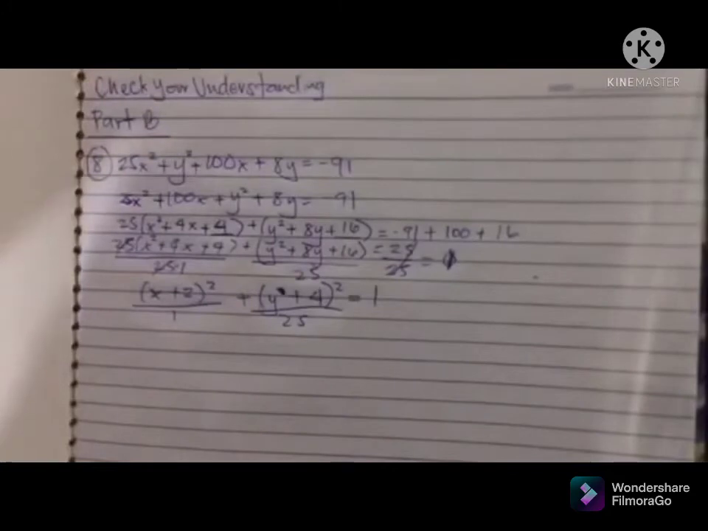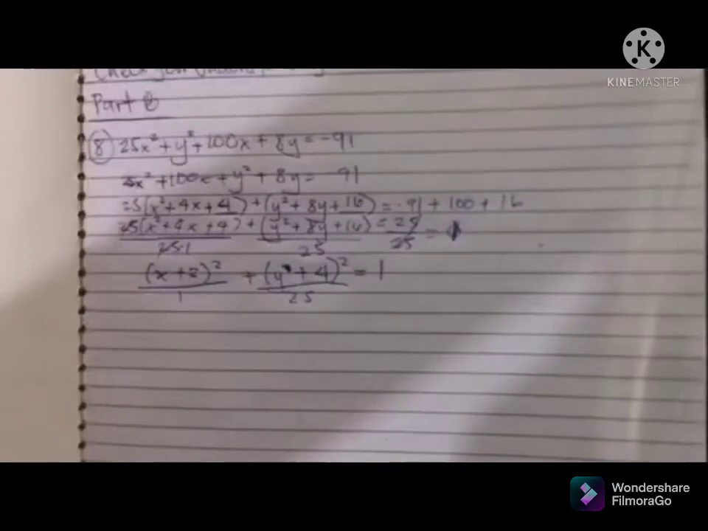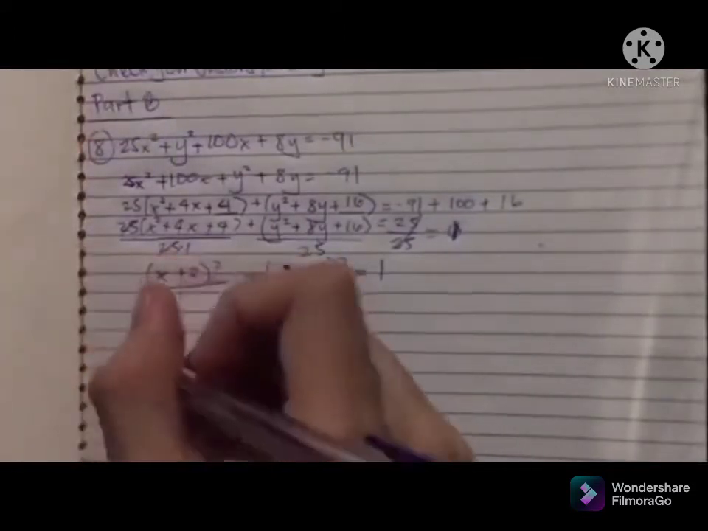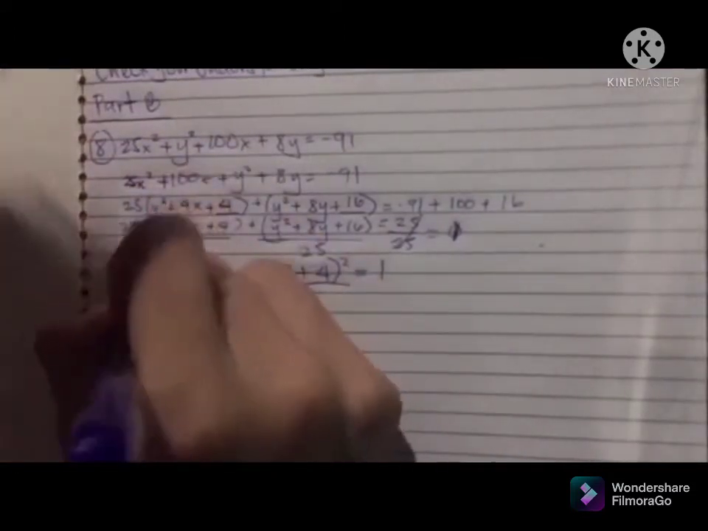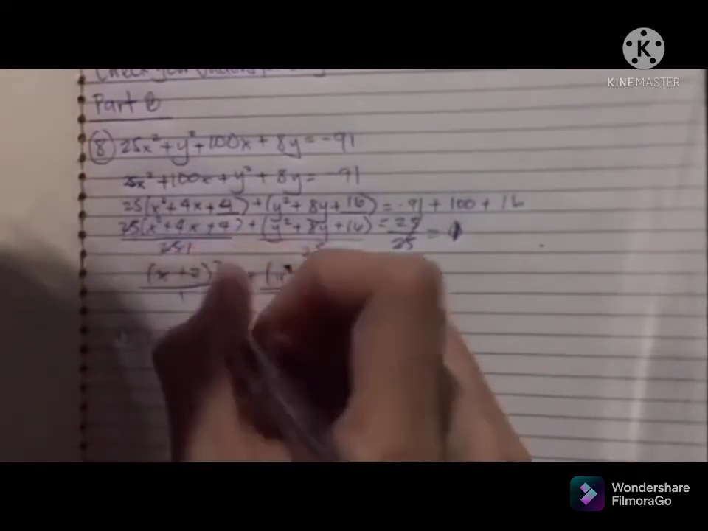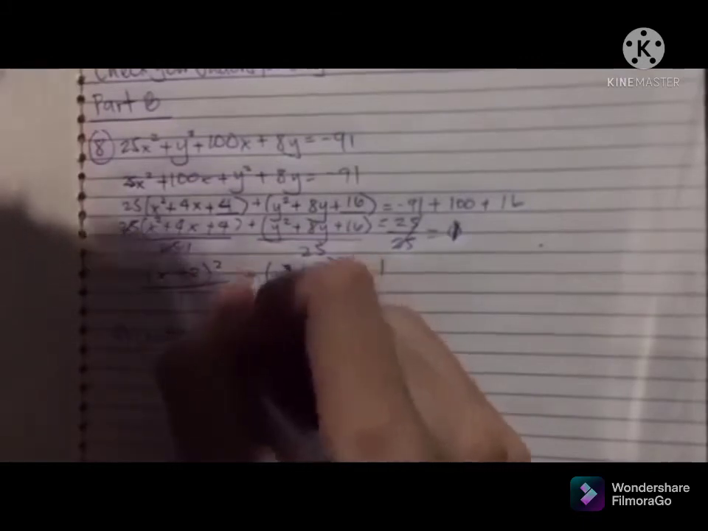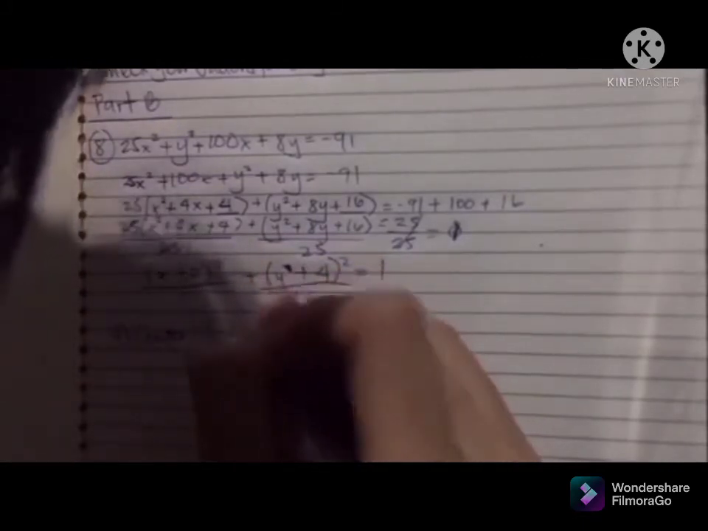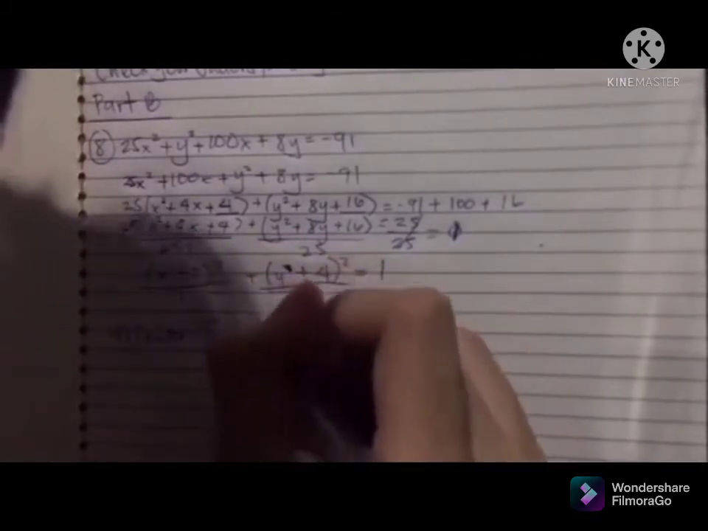Now to determine the orientation, we have a formula. If a is in the y-intercept, then our graph will be vertical. Now let's get the center of the equation. Our center is negative 2 for x and negative 4 for y.